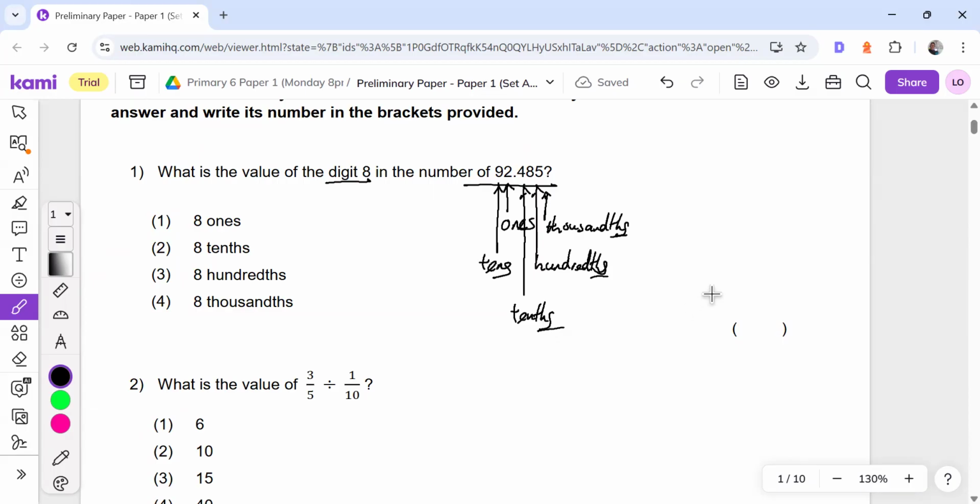All right, so what is the value of the digit 8? That will be 800. So the answer should be number 3. Okay, correct? So let's go on to the next one. If you need to copy down the corrections, just let me know, then we'll wait for you.